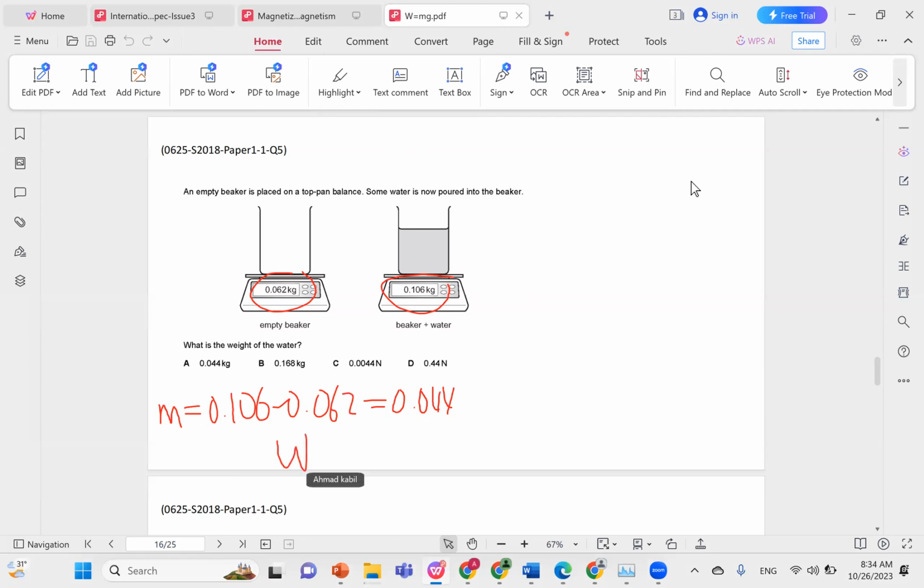Then the weight is the mass multiplied by gravity. So I just basically multiply this by 10, and this gives me 0.44 newtons. Hence, my correct answer here is D.